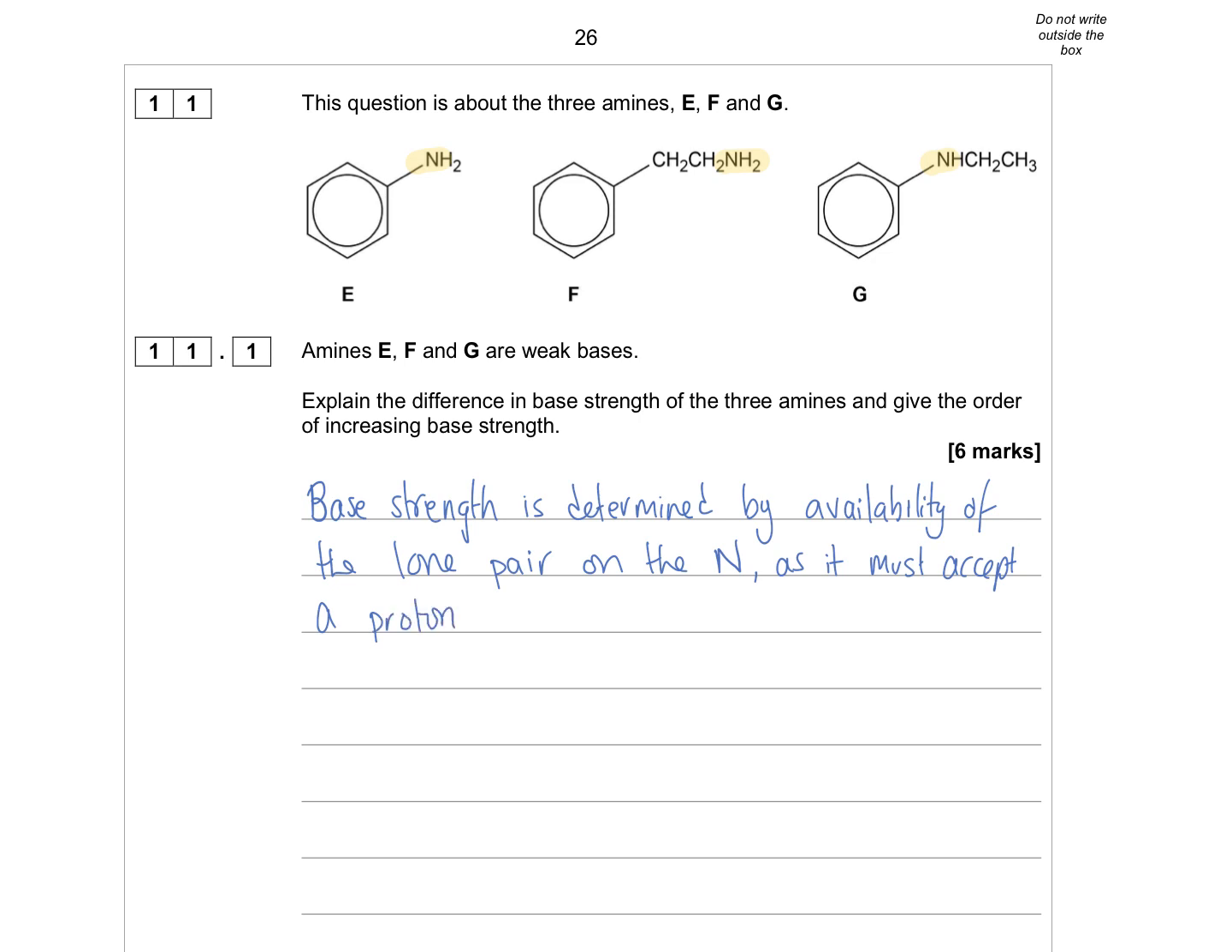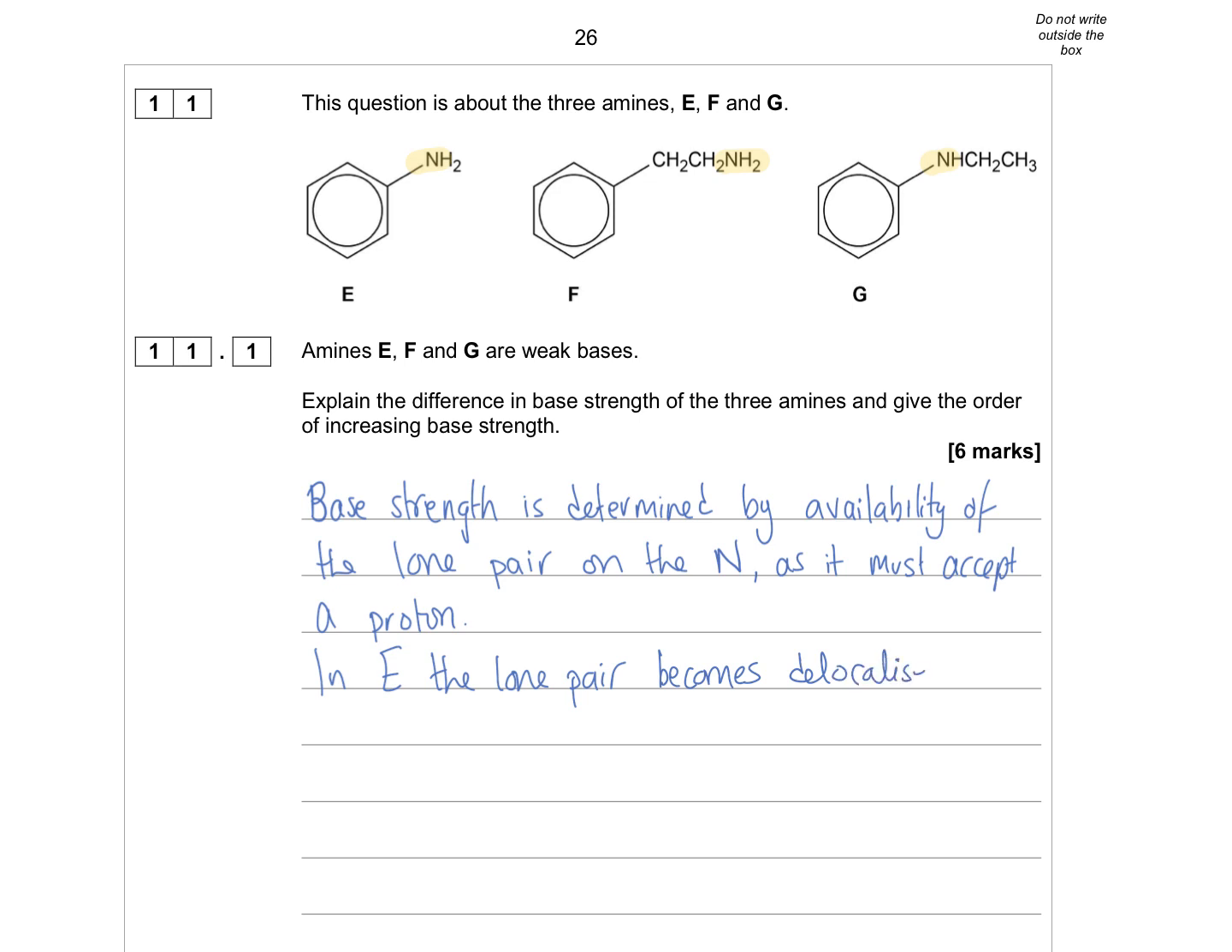When it's on a benzene ring, the lone pair gets brought into the delocalized structure of the electrons in the ring, and it makes it less available to accept a proton. So of these three, we would expect E to be by far the weakest of the bases, because its lone pair is not very available.